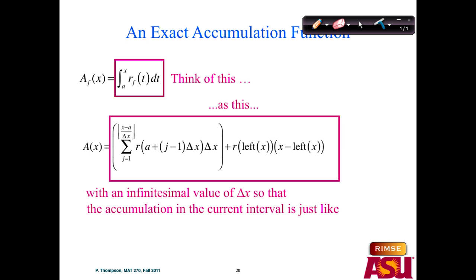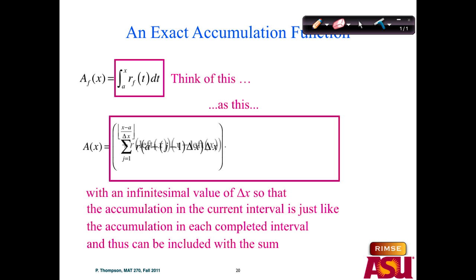The accumulation in the current interval is just like all the other accumulation in the previous intervals, because that delta x is so small, right? It's not like you have a smaller change in x. Delta x is already so small anyway, so that current interval is just like the last completed interval. Make sense? So we can just include it with the sum. They're all super small.